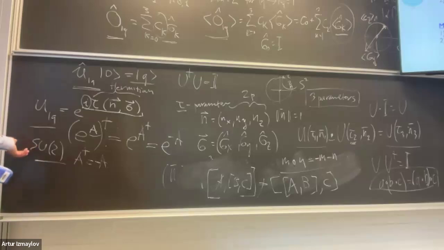And why is it special? Because not every unitary 2x2 matrix has a determinant 1. In general, it has a complex number, right? With the absolute value 1. But these unitaries, they have as well kind of determinant equal to 1. And that's why they are SU2.